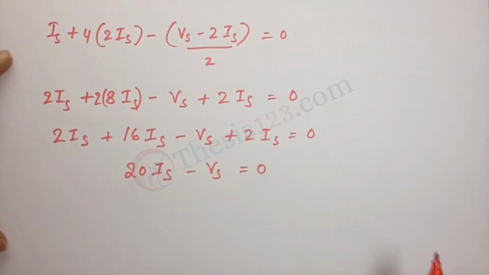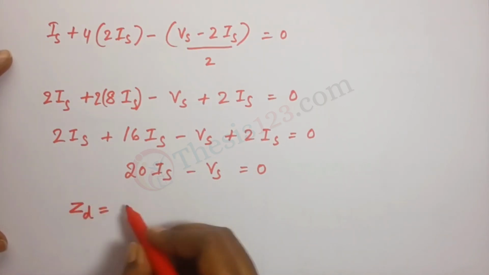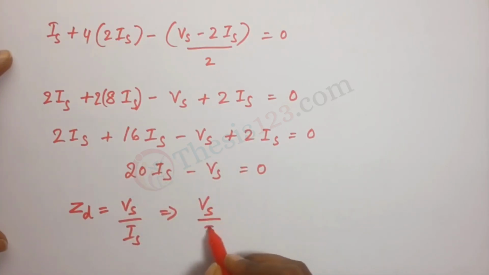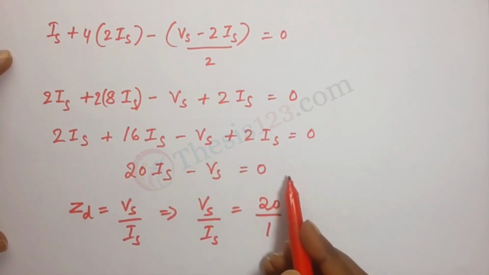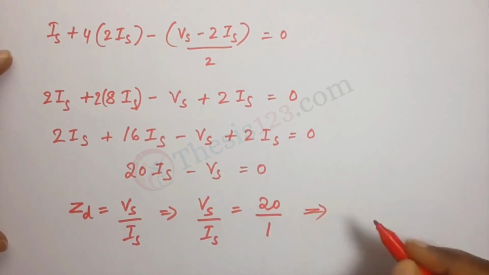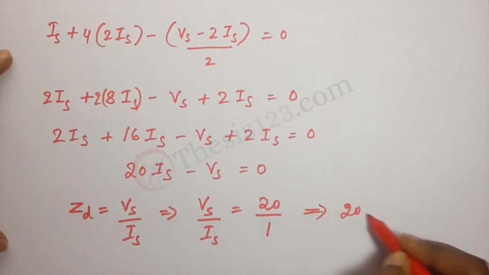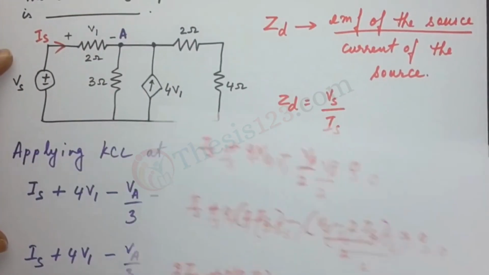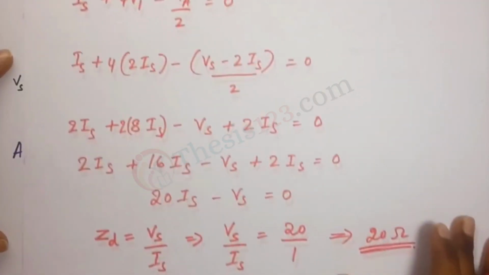Now the question asks us to find the driving point impedance Zd, and we saw that by definition Zd is Vs by Is. So using this relation we can write this as Vs by Is is equal to 20 by 1. If we take this to the other side and rearrange the terms a little bit, we get Vs by Is is equal to 20 ohms. This is our final answer. It's not a multiple choice question, so it's 20 ohm. I hope this has helped.